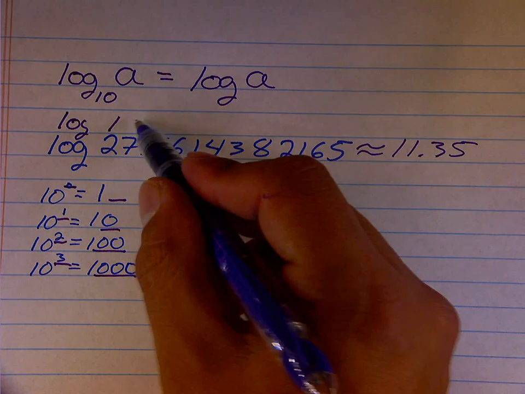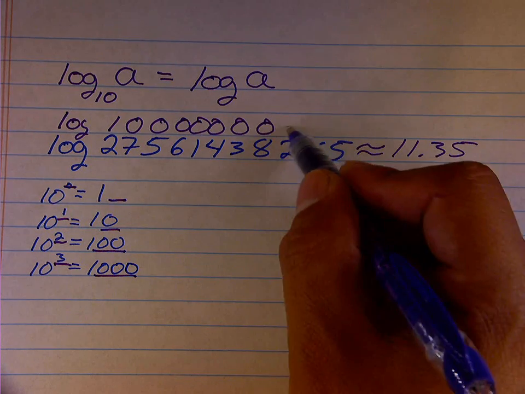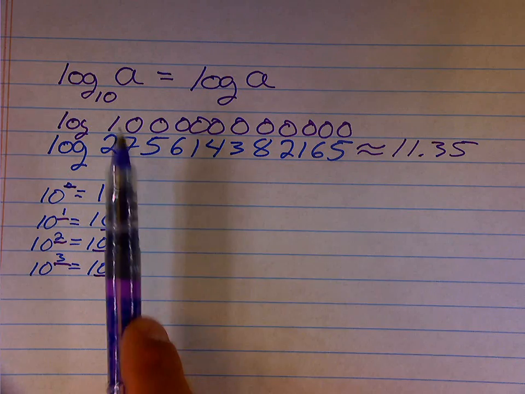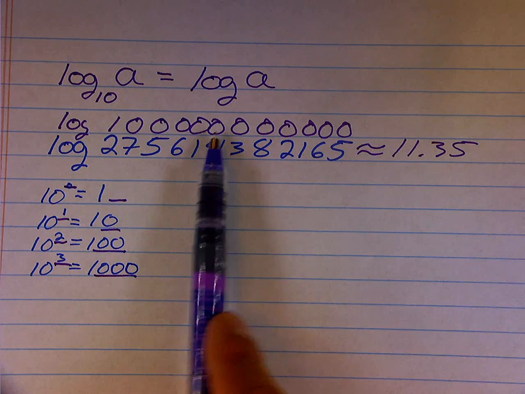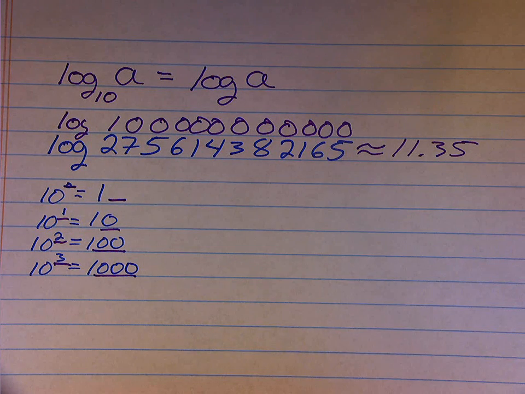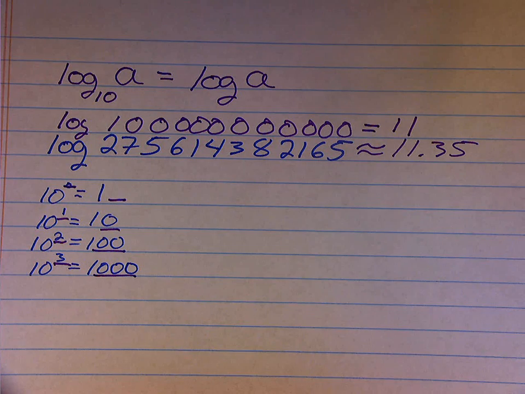And I'm going to look at a very simple number to evaluate. This is a 1 with 1, 2, 3, 4, 5, 6, 7, 8, 9, 10, 11 trailing zeros. Which means the exponent I put on a 10 to get that number is exactly 11. So far, so good? Now, let's look at another number.